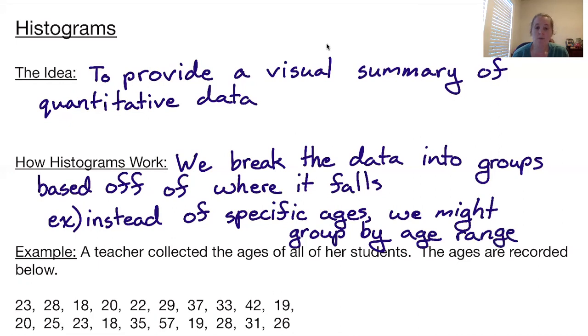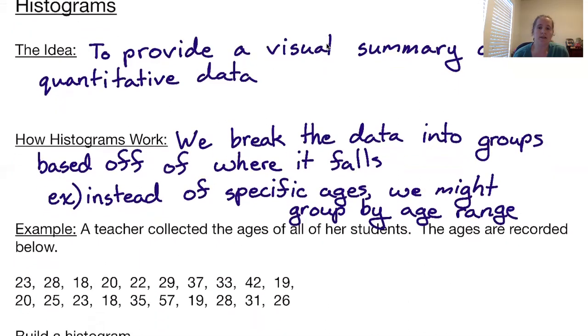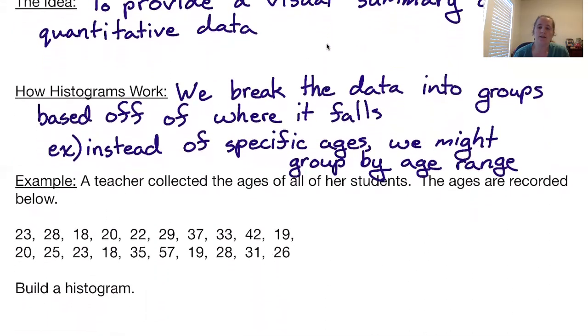So I have an example, which is precisely looking at ages. In this example, a teacher collected the ages of all of her students. The ages are recorded below. So we have the ages 23, 28, 18, 20, 22, 29, 37, 33, 42, 19, 20, 25, 23, 18, 35, 57, 19, 28, 31, and 26.